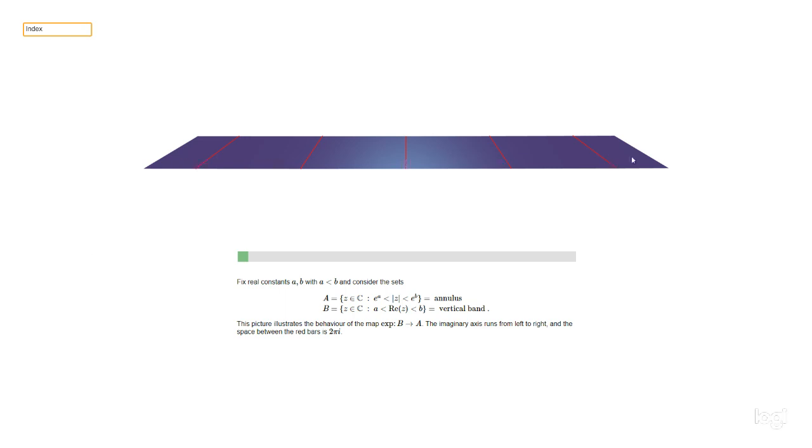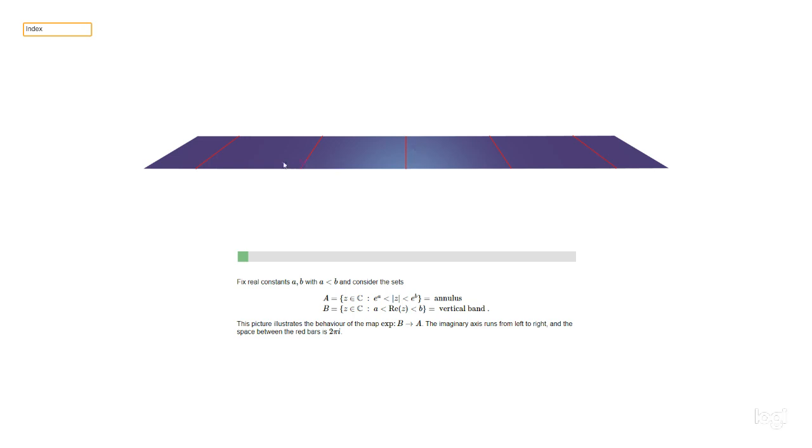So you should think of this picture as a strip in the complex plane, oriented with the real axis running from back to front, and the imaginary axis pointing from left to right. We've got a finite strip. The back edge of this is where the real part of z is equal to a, and the front edge is the line where the real part of z is equal to b, for some constant b that's bigger than a.